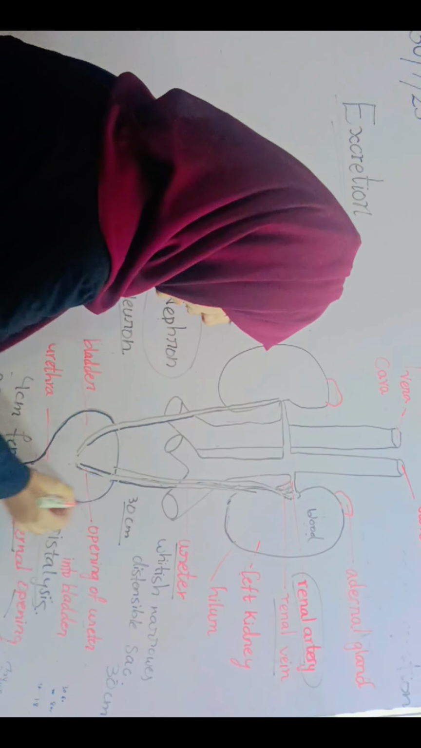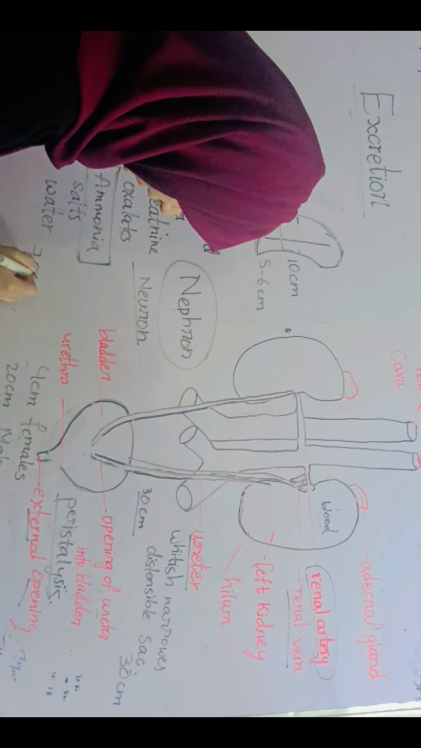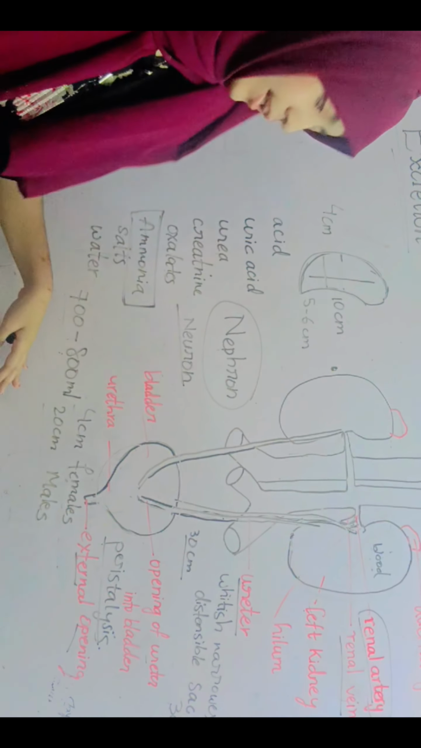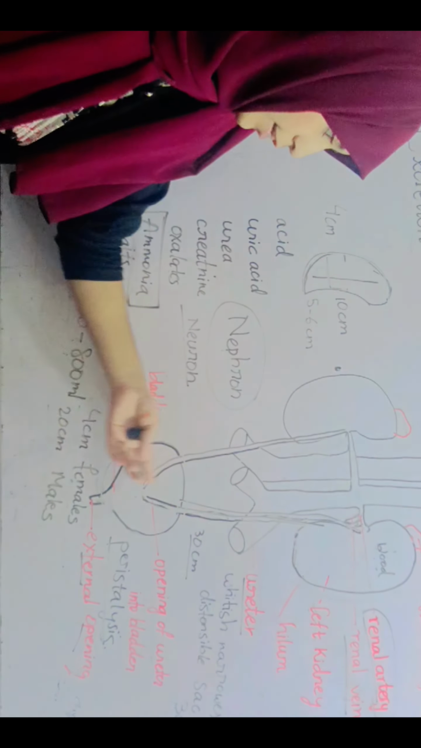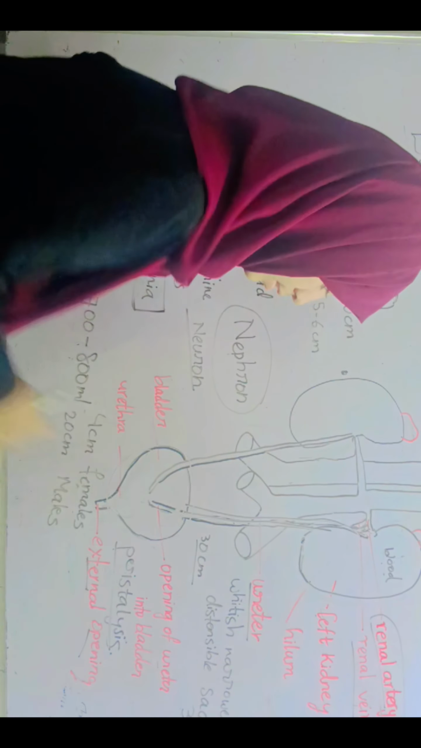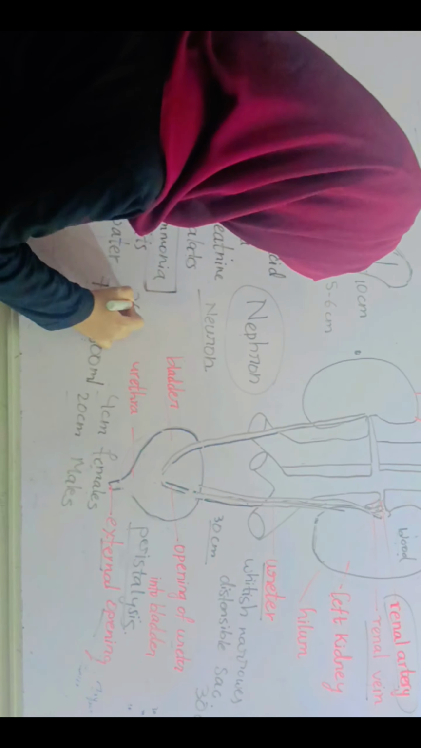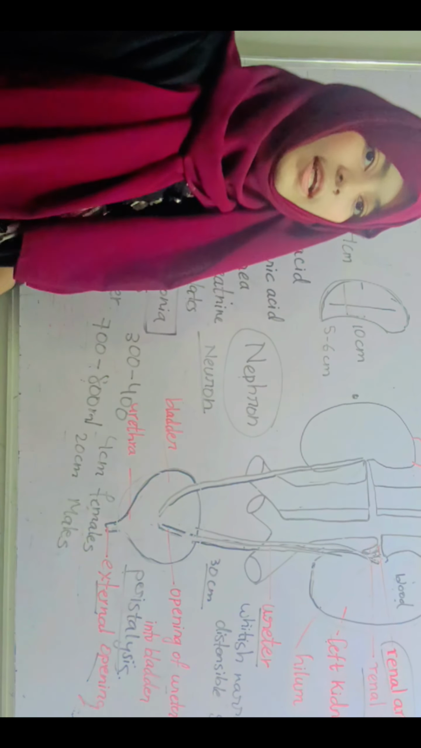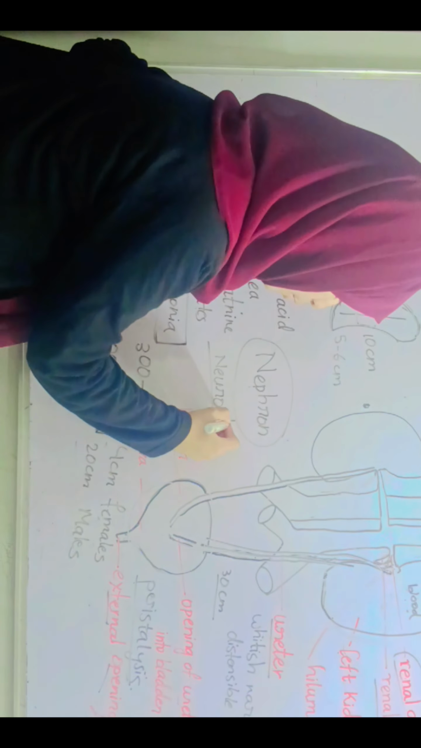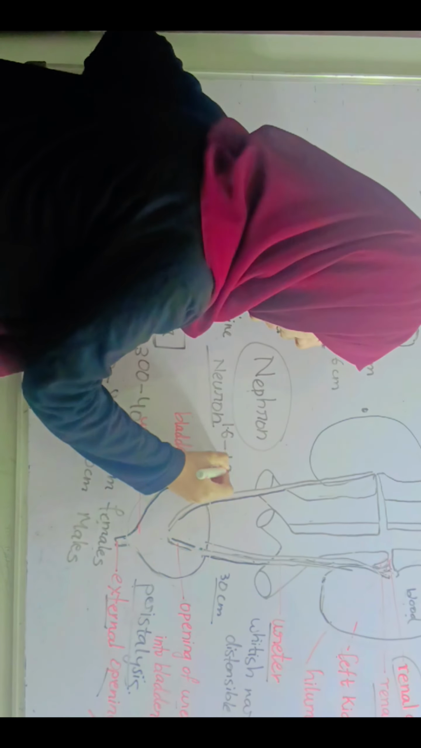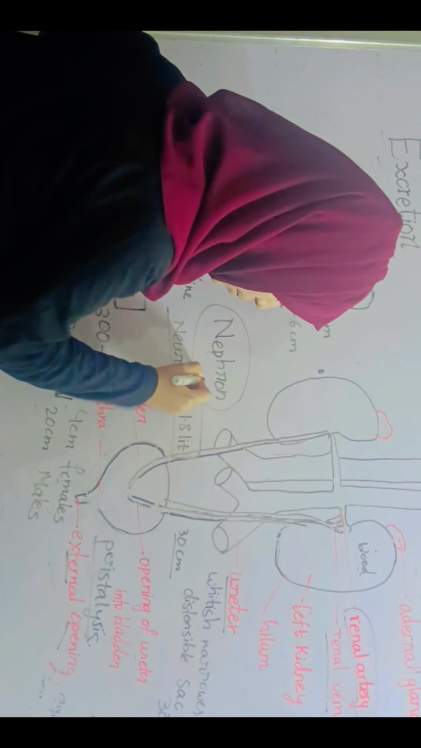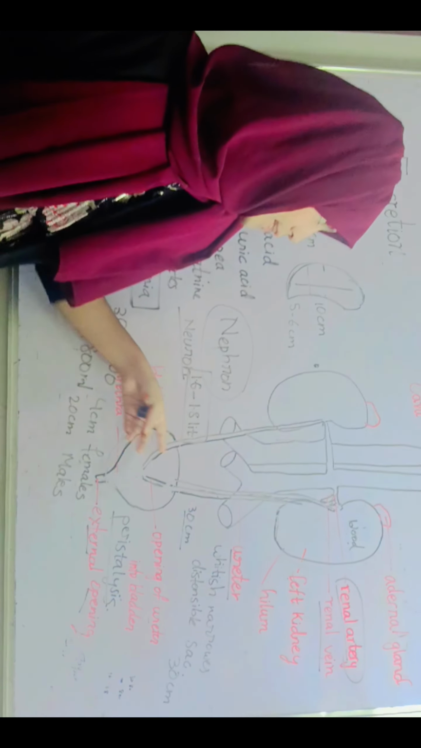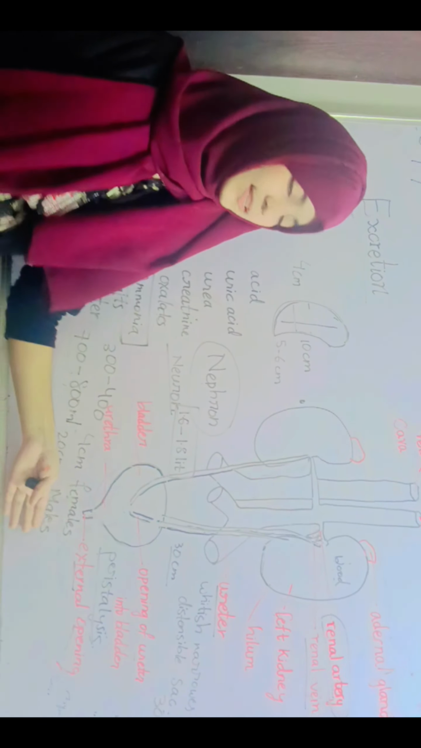This bladder can fill maximum 700 to 800 ml. If more than 800 ml is there, it can't fill the urine. And temporarily it is filled 300 to 400 ml. Okay, per day we can lose the urine 1.6 to 1.8 liters. Per day amount of urine which we are losing is 1.6 to 1.8 liters. This is about excretory system.